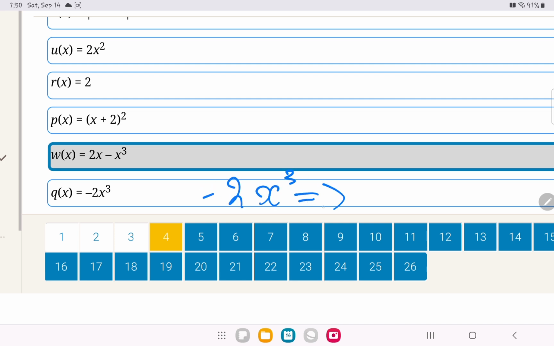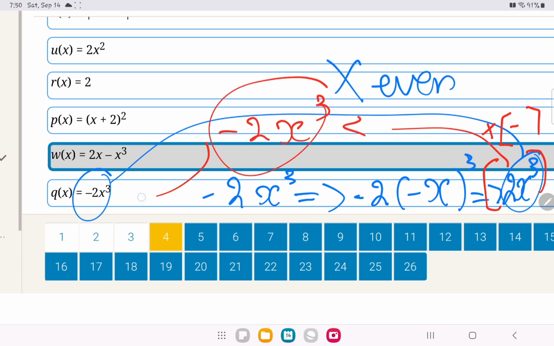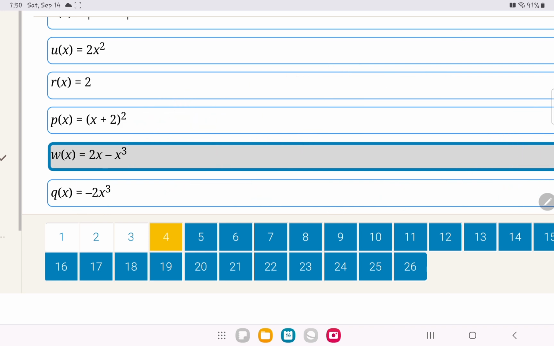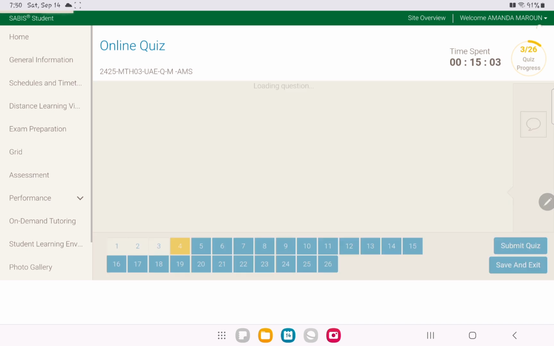If we replace the x by minus x, we're going to have minus 2 times minus x to the power of 3. So that gives us what? 2x to the power of 3. Definitely this and this are not equal, so it's not even. But if we multiplied this one by negative, we would get what? Minus 2x to the power of 3. So this and this are equal, so it is then odd. So this is odd. Question number 5.